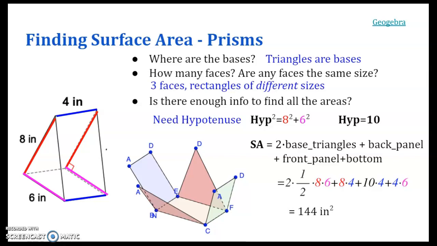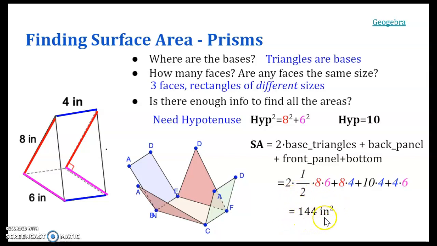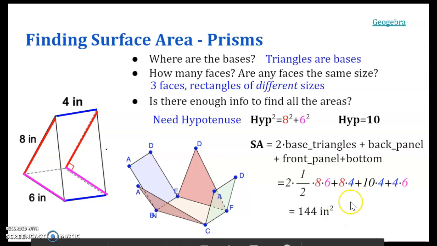Welcome back. This is the third and last lesson recording for week 6 of distance learning IM2. Where we left off, we finished an example and ended up with 144 inches squared as our answer.